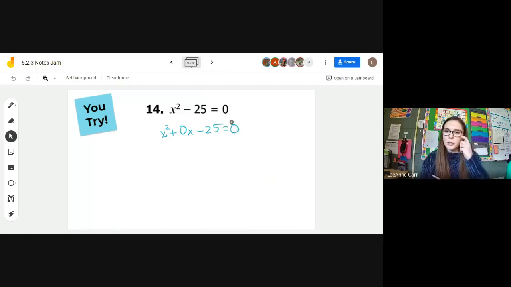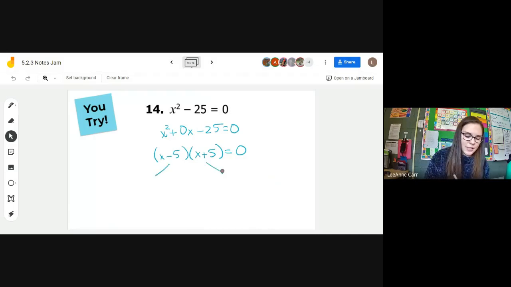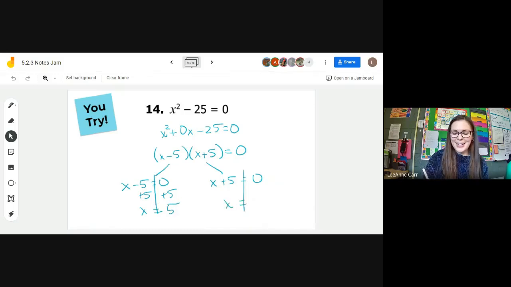Good job. Then what we do is we think of numbers that multiply to negative 25 and add to 0. The only 2 numbers that work are negative 5 and positive 5. So we're almost done. We're not quite finished. I'm going to set both of these equal to 0. And away we go, solving our one-steppers. I get 5. And here I get negative 5. So my final answer, I'm going to write with those curly brackets of negative 5 and 5.